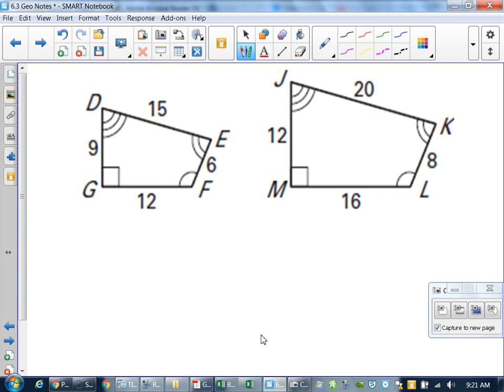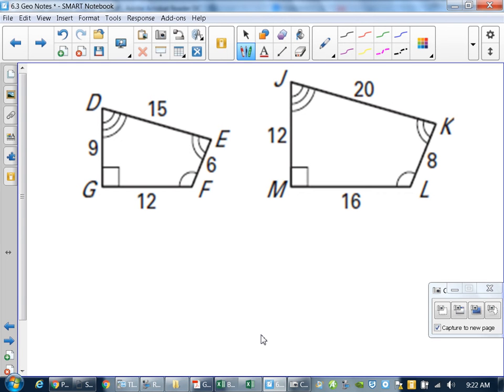So, right now, if you take a look at these two figures, what I want you to do is to try and draw those out. It doesn't have to be an absolute perfect artistic representation or anything. What I want you to do is get an idea of how the lettering works and how the tick marks are working. When we did this in the past, we had tick marks on our sides and we had arc markings in our angles. Obviously, when we're talking about similar figures, we don't necessarily have congruent sides. We should have proportional sides.